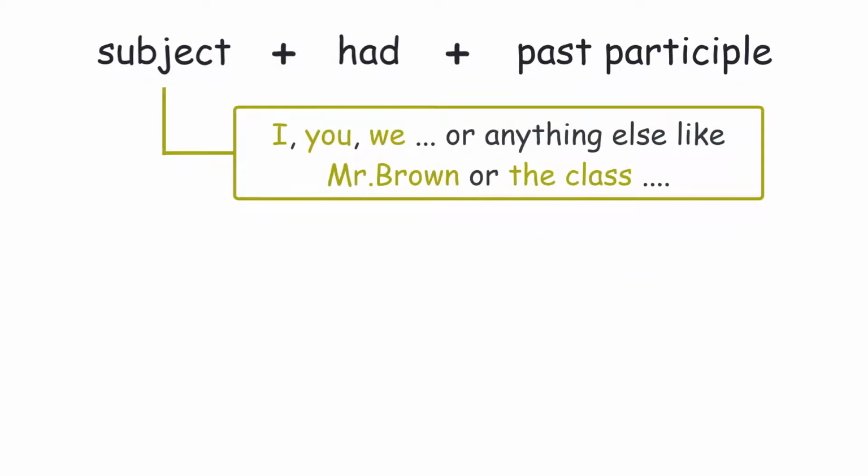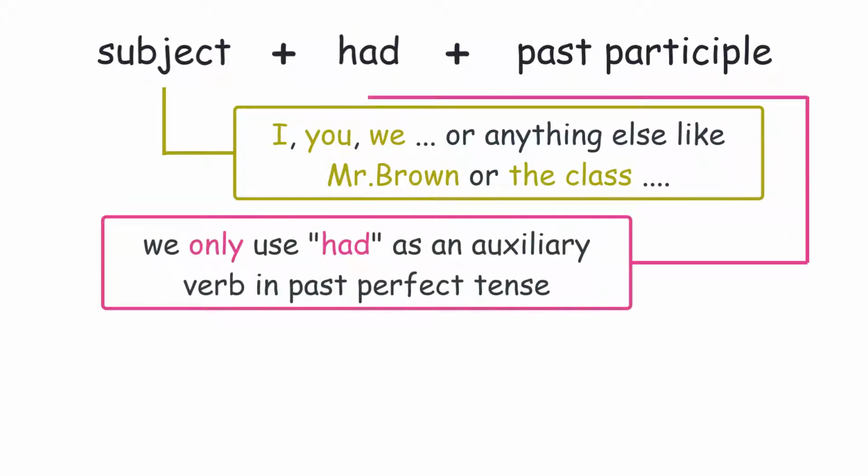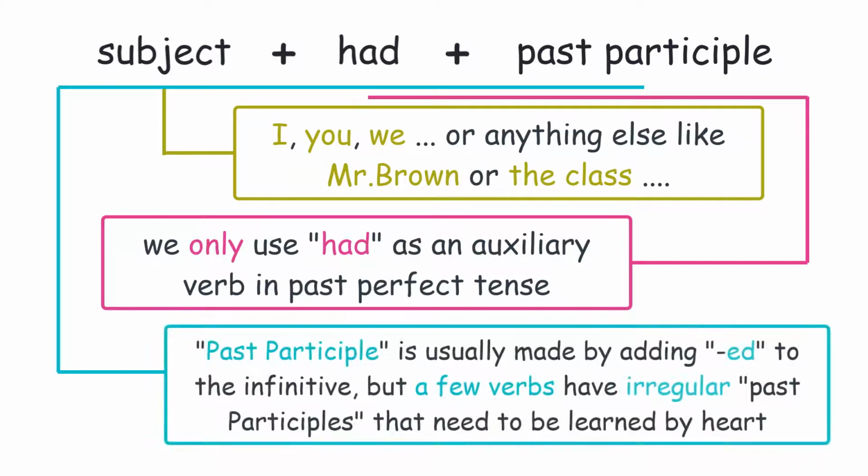Subject means one of these words like I, you, we, or anything else like Mr. Brown or the class or something like that. Then you have the helping verb, which is had. We only use had as an auxiliary verb in past perfect tense. That's why I'm saying the structure is easy. And then you have to add the main verb in the past participle. Past participle is usually made by adding ed to the infinitive. But a few verbs have irregular past participles that need to be learned by heart.